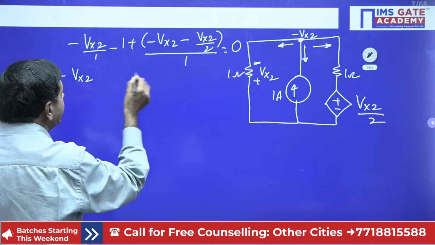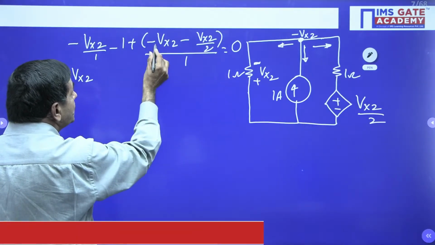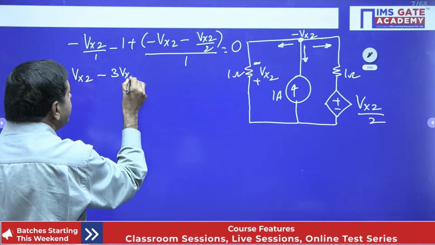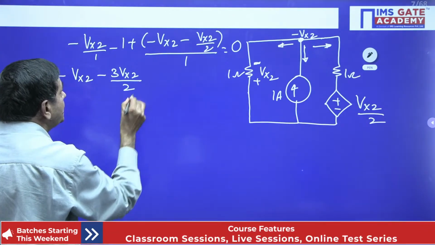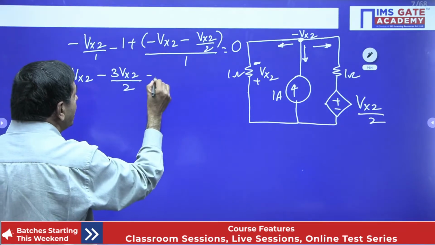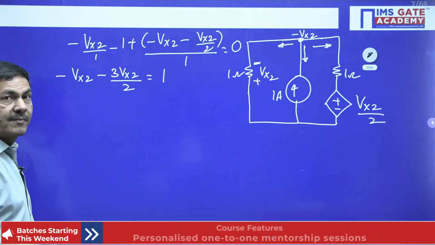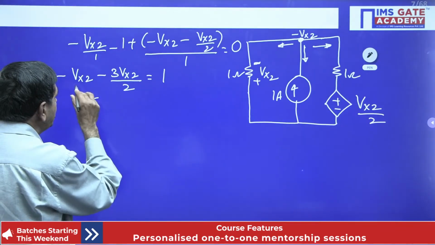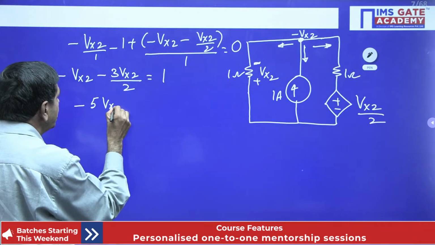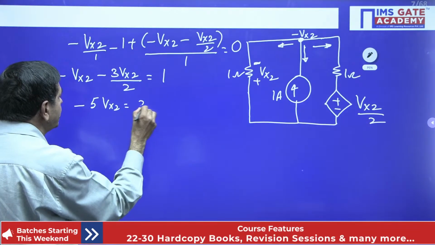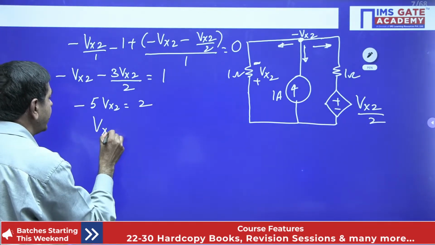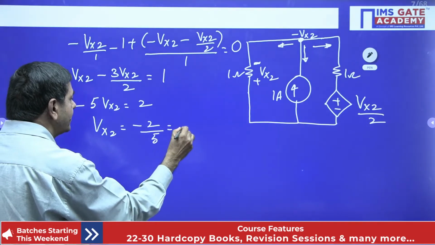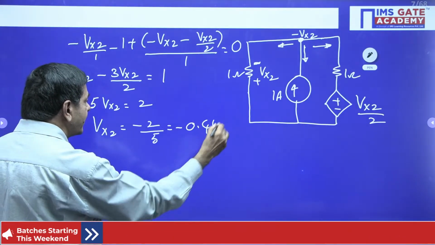This 1 I can take that side. Minus Vx2, 2 minus 3 Vx2 I can get now. Minus 3 Vx2 by 2. This minus 1 comes to this side plus 1, it is possible. On simplification, minus 5 Vx2 equals 2. Finally, what Vx2 can I get here? Minus 2 by 5. Minus 2 by 5 is nothing but minus 0.4 voltage we are getting.